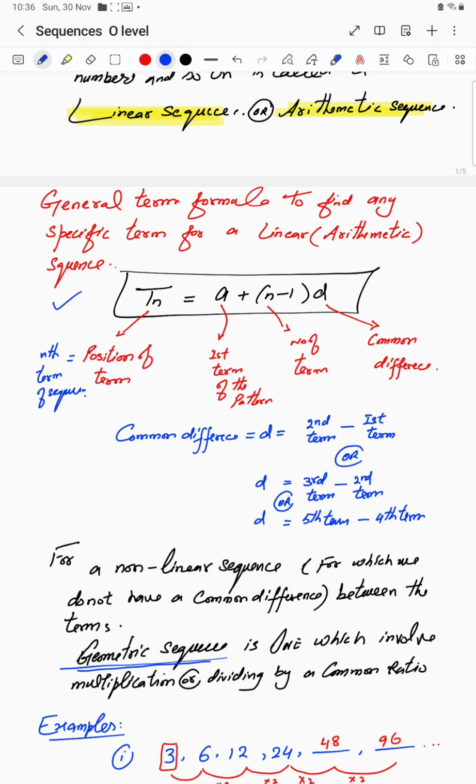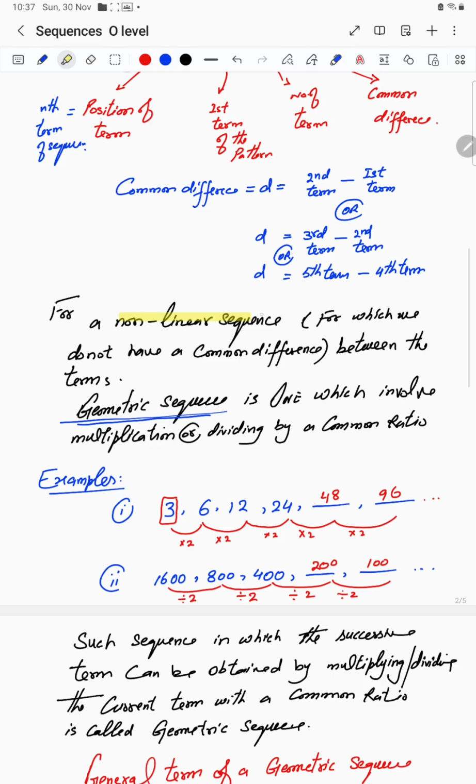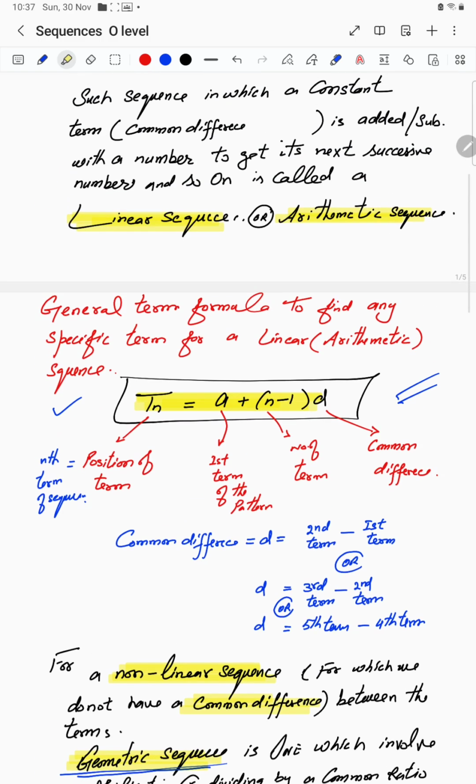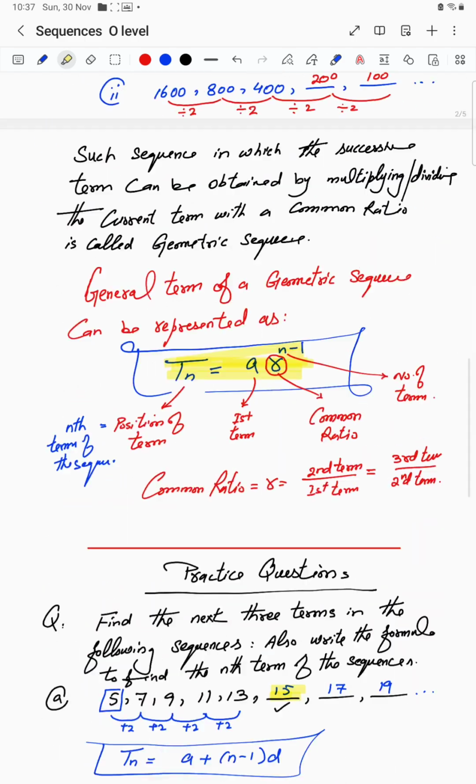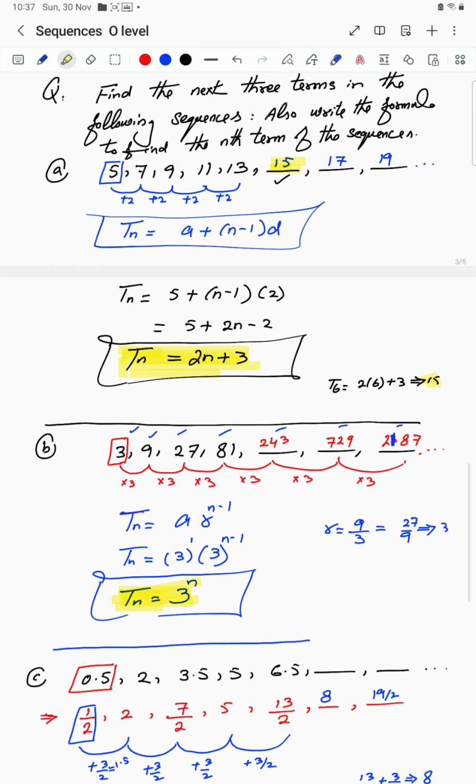And the nth term formula for an arithmetic progression or arithmetic sequence is this, where a is the first term, tn is the nth term, and n is the position of the term. For the non-linear sequence in which you don't have a common difference between the terms, that is called a geometric sequence. Before it was an arithmetic sequence. In a geometric sequence, you multiply or divide with a common ratio. The general formula is here, and then we did a few practice questions.